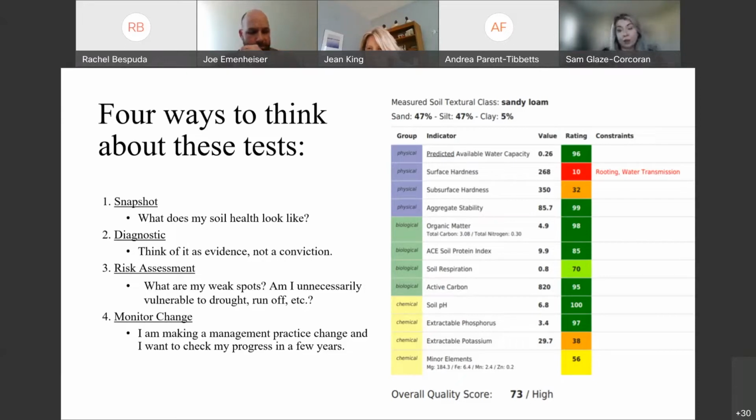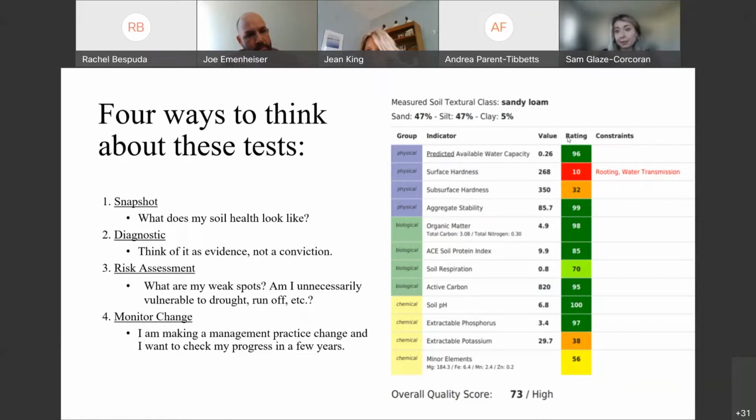Then we can also use them for a diagnostic purpose. For me, this is my favorite way to use these tests. It's more of that problem-solving area. So sometimes I'll hear from a farmer, I have this field and I've reseeded and I have appropriate fertility. I have good grazing management, but it's just not performing. And very often we can use these soil health tests to give us more insight and help us understand what might be going on. It's not a conviction, it doesn't tell us for sure, but it can give us good evidence that we can then start to make management practices for.